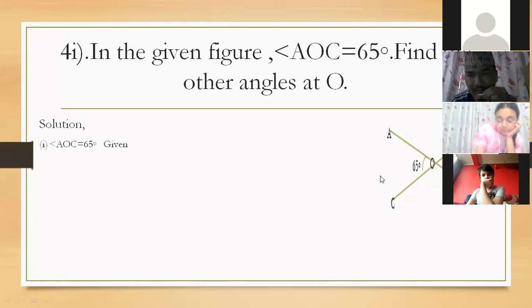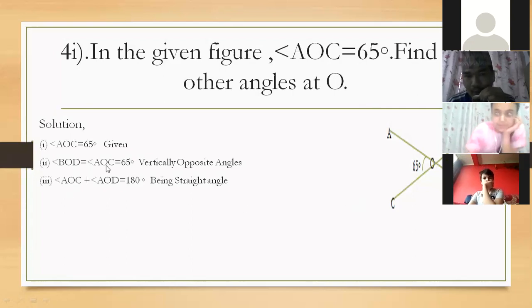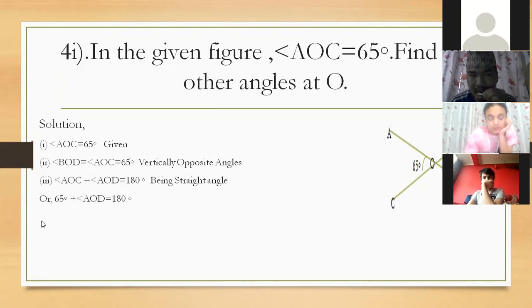Start from here. Look here, AOC is 65 degrees. Then DOB also will be 65 degrees, being vertically opposite angles. Very good. Then we can add AOC and AOD, then it will be 180. It is a linear pair, or you can say straight angle also. Like this, we can find out AOD also.